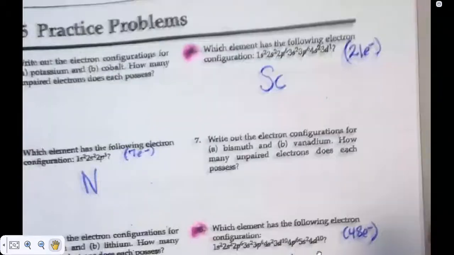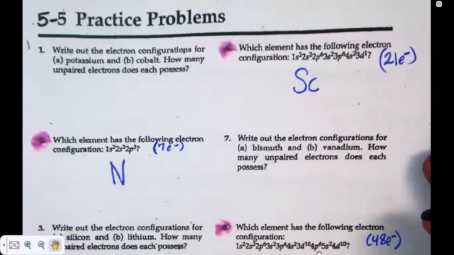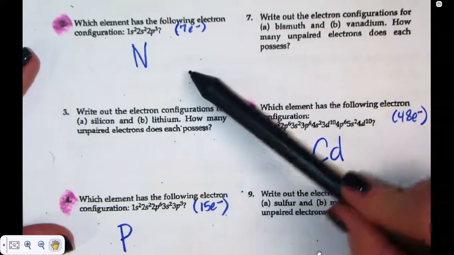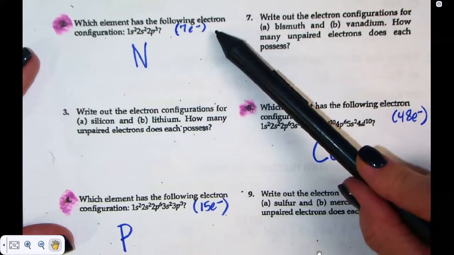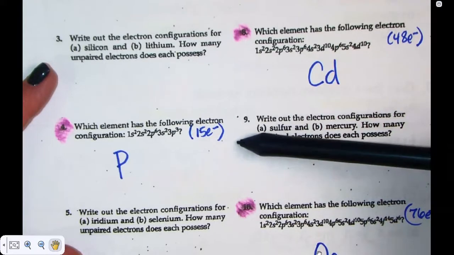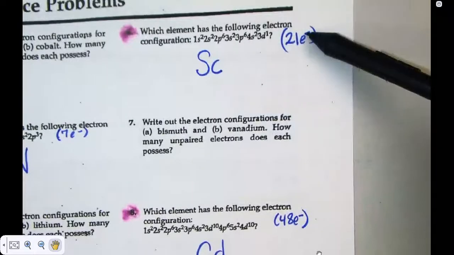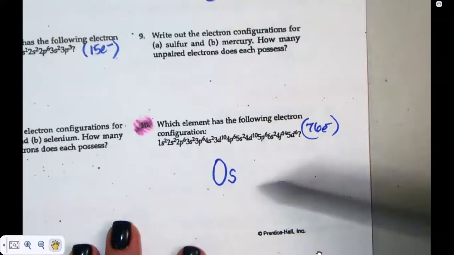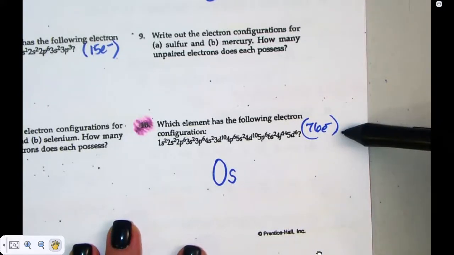Now, for the 5-5 practice problems worksheet, I'm going to first go over with you the even numbered problems. Then we'll go over the odds. So, for number 2, you should have said nitrogen because there were 7 electrons there. For number 4, phosphorus because there's 15 electrons there. For number 6, scandium because 21 electrons if you add those up. For number 8, cadmium because there's 48 electrons. And then for the number 10, osmium because there were 76 total electrons.